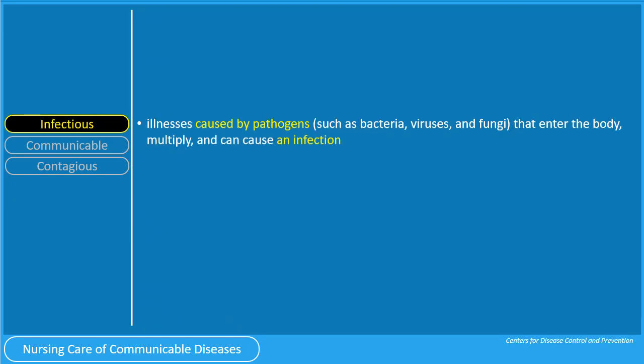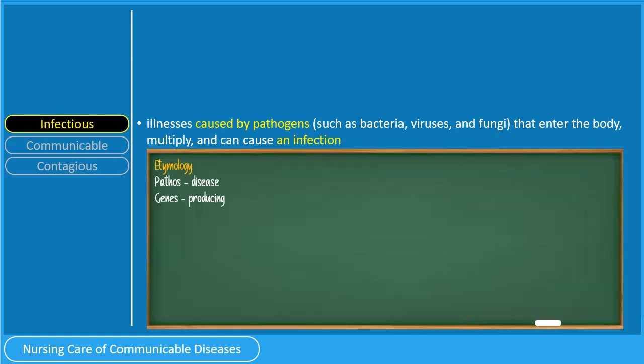Infectious diseases are illnesses caused by pathogens such as bacteria, viruses, and fungi that enter the body, multiply, and cause an infection. So what are pathogens? Pathogens are defined as organisms causing disease to their host and are also referred to as infectious agents. In other words, these are disease-producing agents.